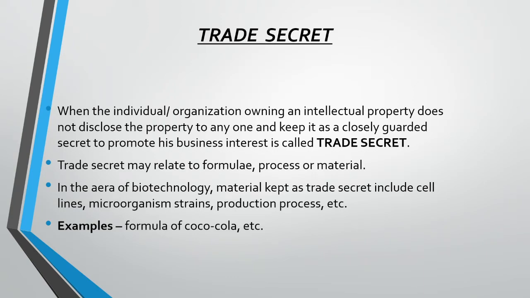First is trade secret. A piece of information or a particular product that is known only to the company that makes it. When the individual or organization owning intellectual property does not disclose it to anyone and keeps it as a closely guarded secret to promote his business interest, it is called a trade secret. In the biotechnology field, examples of trade secrets are cell lines, microorganisms, strains, production processes, etc. In general, an example is the formula of Coca-Cola.